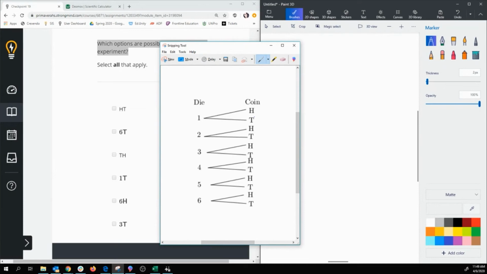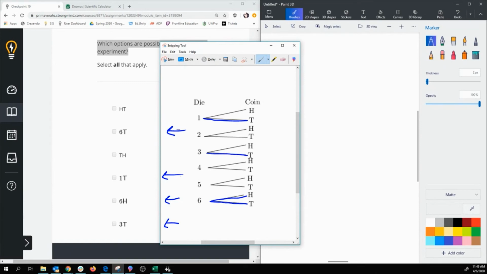All right. So the first one I see is this 6T, right? 6T is down here. I can roll a 6 and then flip a tails. The next one I see that works would be 1T. I could roll a 1 and flip a tails. 6H also works, right? Because I could roll a 6 and flip heads. And then this very bottom one also works, 3 and T. I could roll a 3 and flip a tails.